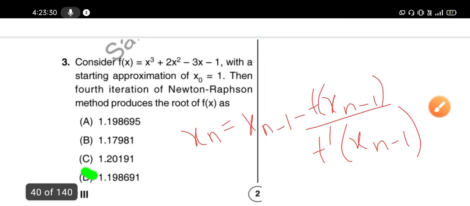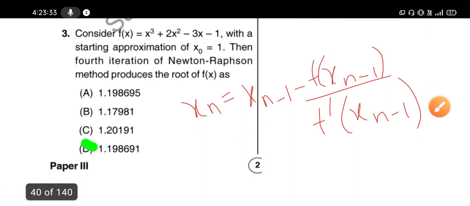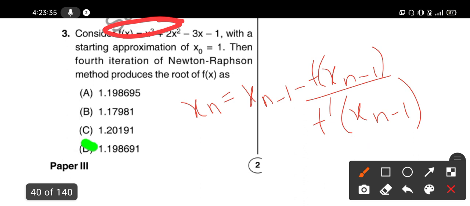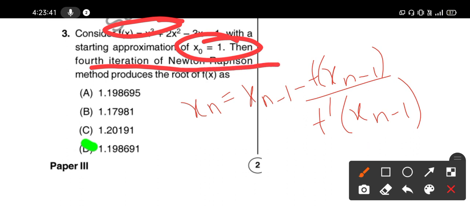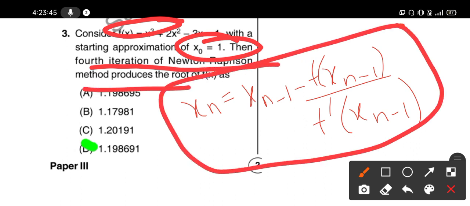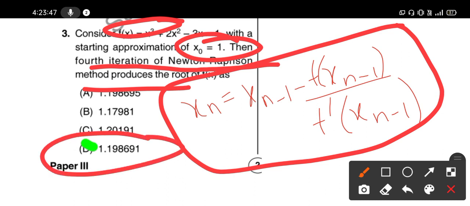Next question. Consider f of x. Here f of x is given with the starting approximation. The starting point is given, and find the fourth iteration of the Newton-Raphson method. This is the formula for the Newton-Raphson method; find it yourself. Option D is correct.